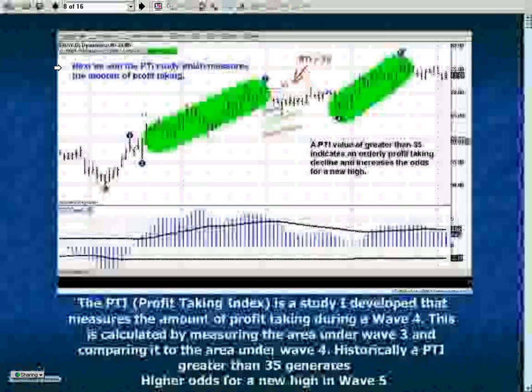The PTI, or profit-taking index, is a study that Tom developed that measures the amount of profit-taking during a wave 4. It is calculated by measuring the area under wave 3 and then comparing it to the area under wave 4. Historically, a PTI greater than 35 will generate high odds for a new high in a 5-wave sequence.